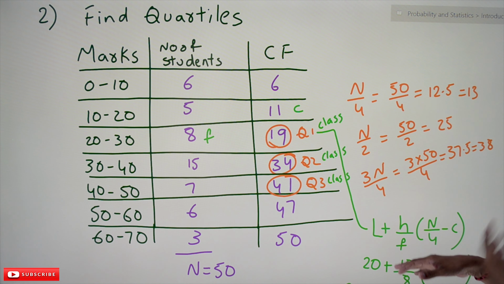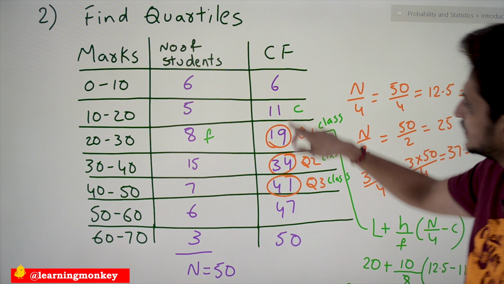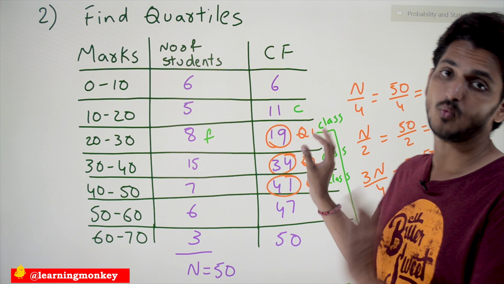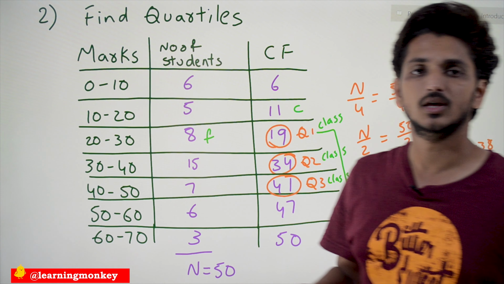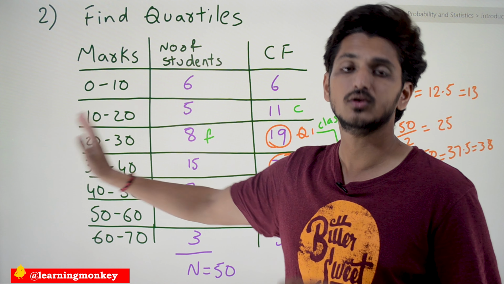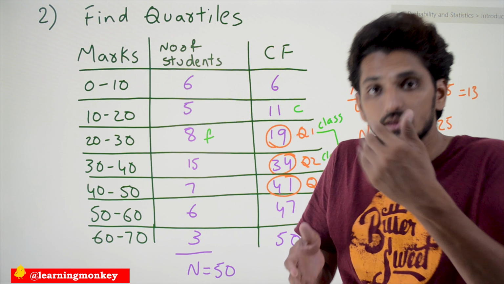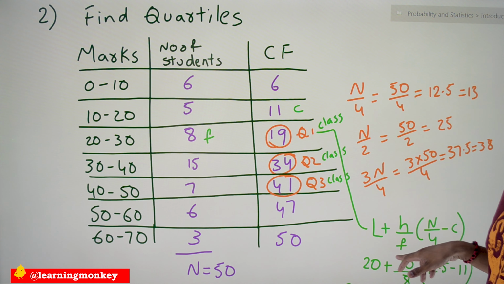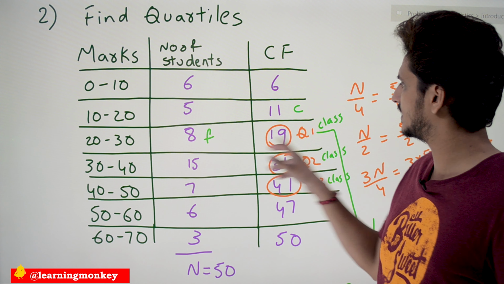Let's refresh the concept quickly. n by 4 is equal to 50 by 4, that is 12.5. 13 comes to this class, so this class is the Q1 class, which is 20 to 30. We are not supposed to give 20 or 30 as our quartile value. We have to identify a value in between. For that reason, we apply this equation. Why we need to identify a value in the middle, we already discussed when we covered median for frequency distribution. The same logic applies here.